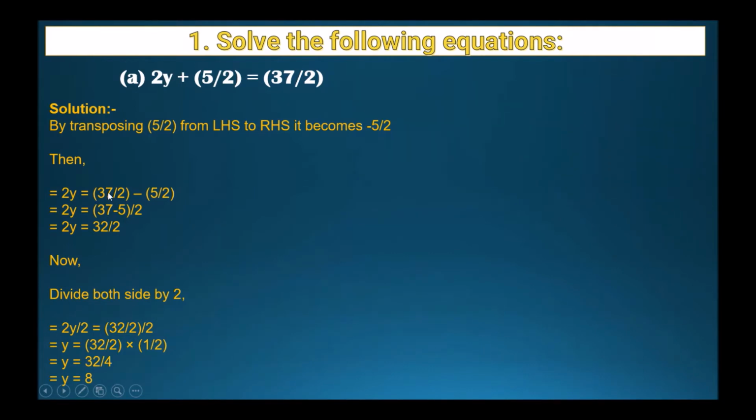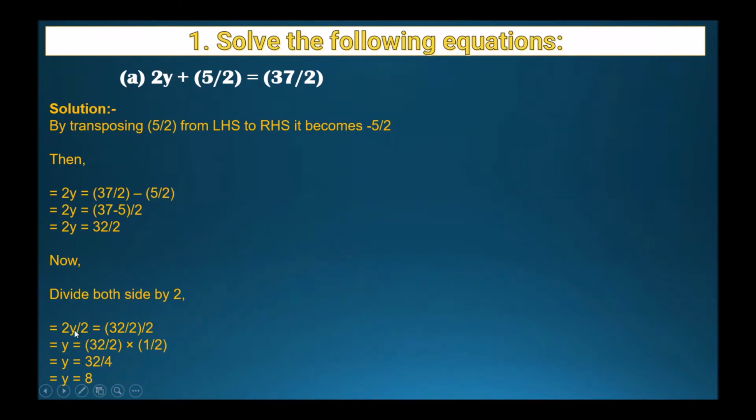So 2y equals to 37 upon 2 minus 5 upon 2. 2y equals to 37 minus 5 divided by 2. So 2y equals to 32 upon 2. Now we will divide 2 on both the sides. So what we will get, 2y upon 2 equals to 32 upon 2 upon 2.